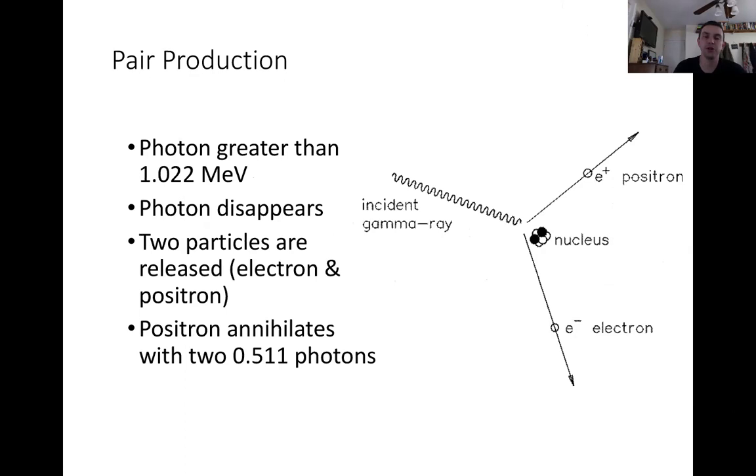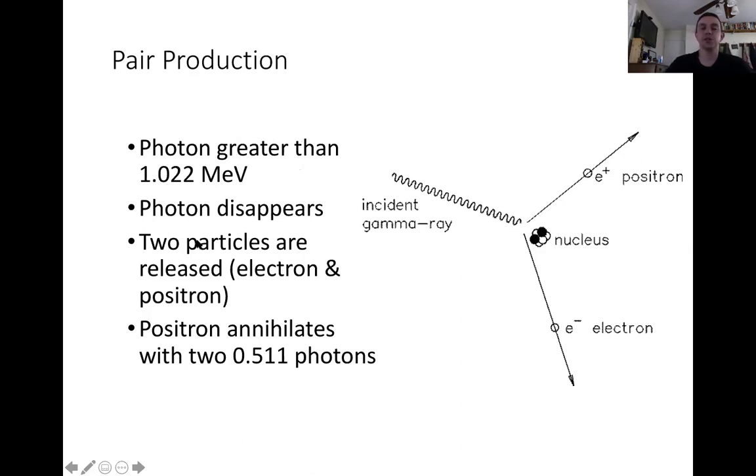And then finally, pair production. Pair production needs a minimum energy of 1.022 MeV because that is the equivalent of the rest masses of an electron and a positron. So that's a minimum energy that you need. But in the real world, you actually need a lot more energy for it to be common, for it to actually happen.